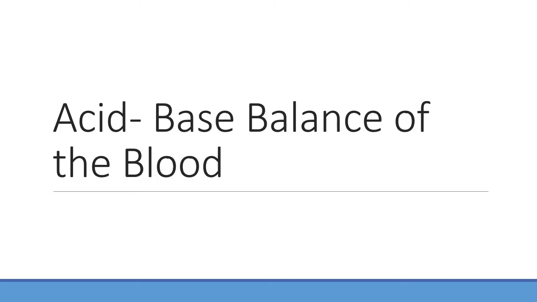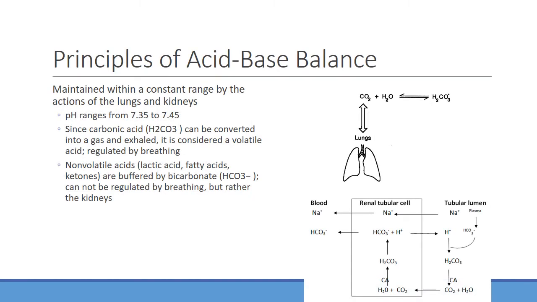Okay, talking a little bit about the acid-base balance of the blood. So looking at the principles of the acid-base balance, essentially what we're trying to do here is maintain the body's pH pretty consistently within that range of 7.35 to 7.45. The two major places where this is going to be maintained are the lungs, where we've already seen some of the acid-base balances put in place, and also the kidneys. Basically, since carbonic acid can be converted into a gas and then exhaled, this is considered a volatile acid, and this gets regulated by breathing. So we said that when you have hyperventilation, you breathe off more CO2, which gets formed from that carbonic acid, and that can help you to become more alkalotic. Versus if you're hypoventilating, you are going to be holding on to more CO2, and thus you get more acidotic.